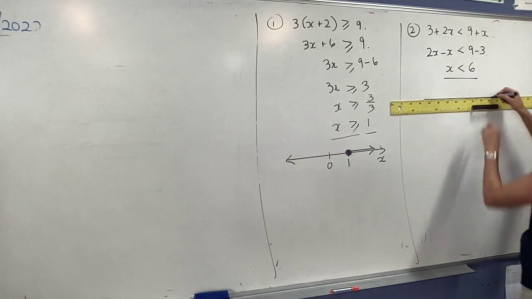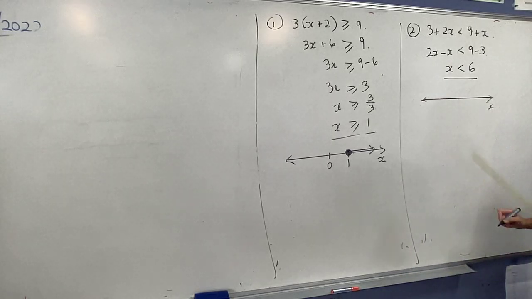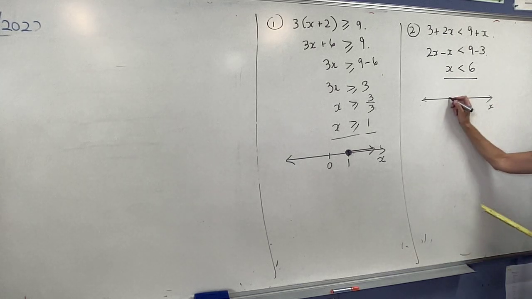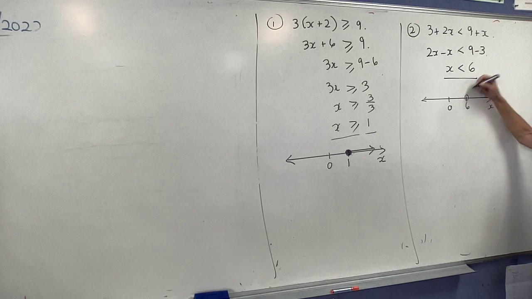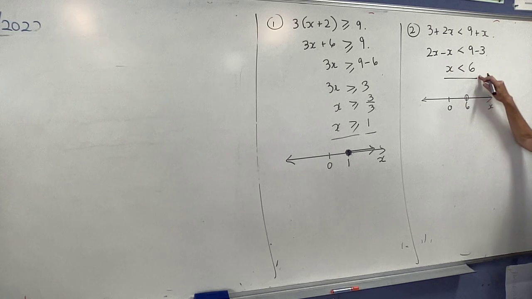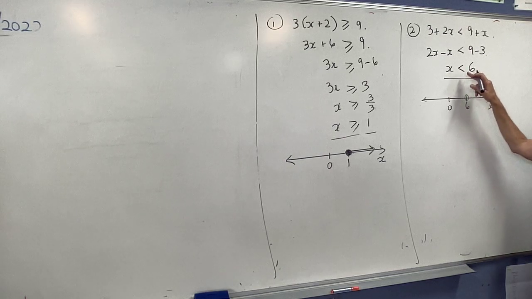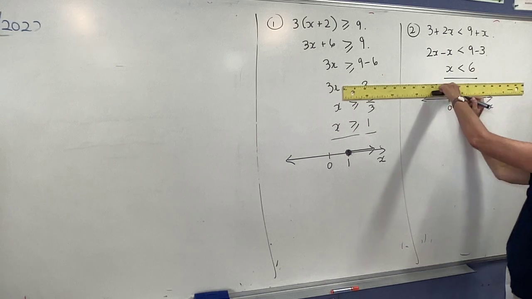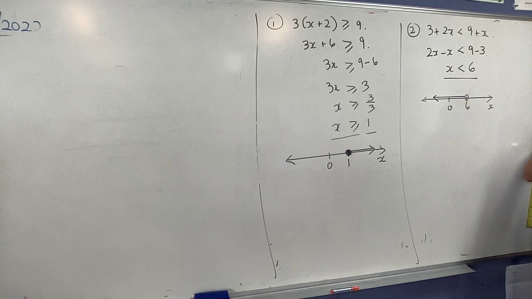Use your ruler, arrowheads, X on one end. We need a 6 this time, and I normally have a 0 for my other point. 0, 6. Okay, this time we're putting our circle on the 6, but we don't colour it in because there's no equals here. So it doesn't include the answer of 6, so that's why we're not colouring it in. And less than goes to the left. There's all the numbers less than 6, and put your arrowhead on the end.